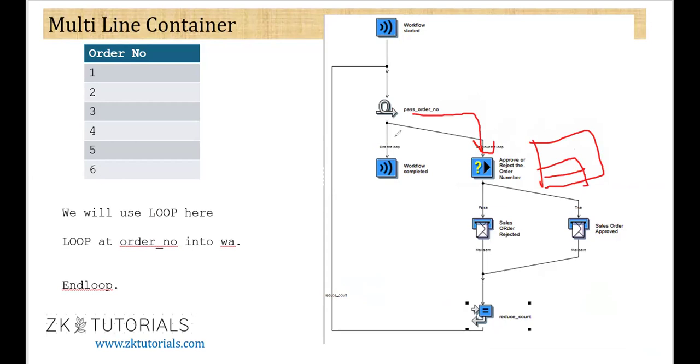So I think the requirement is clear, guys. Whatever order numbers we are passing, I should give them in a custom task which I will create. Whenever it executes, inside it you will see these are the order numbers which are sent for the approval. So that we are going to do now.